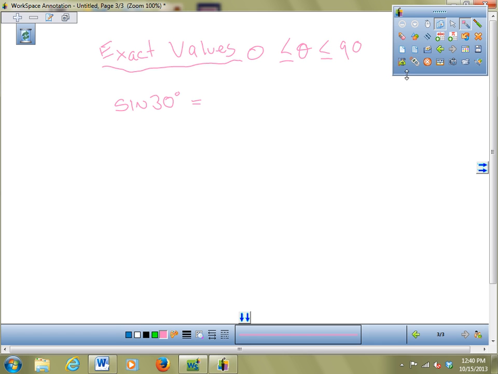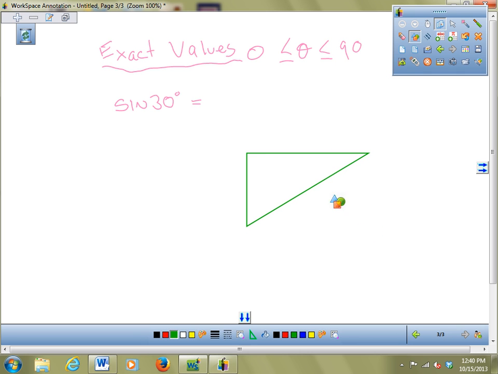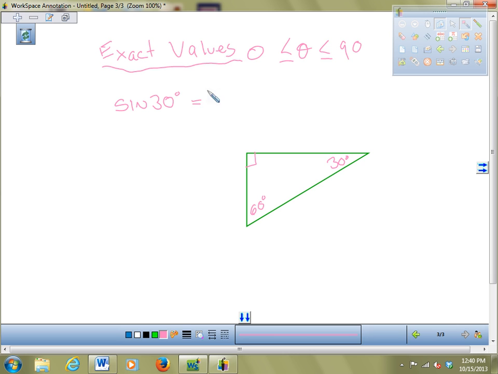Where's my special right triangle? This is very special, if I can find it. There it is. So here's a special right triangle. We'll just draw it like this. And we'll call this a 30-degree angle, a 60-degree angle, and this is a 90-degree angle. So the sine of 30 is, who knows, from your unit circle? 1/2, which is equal to the sine of, in radians, pi over 6.